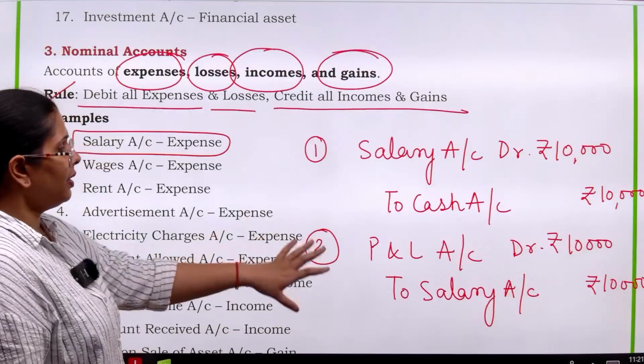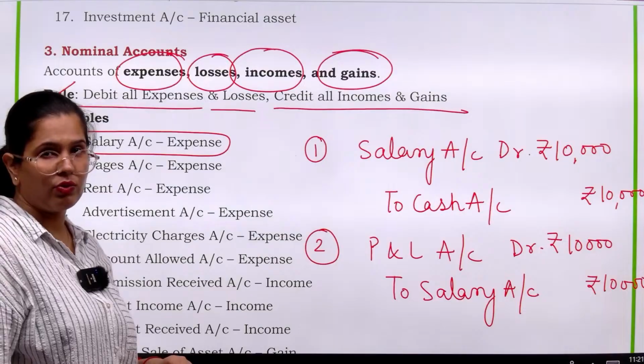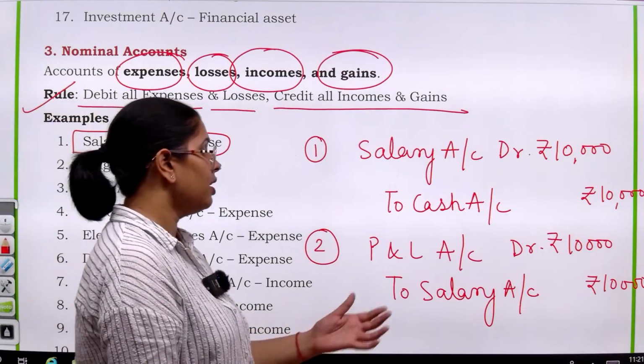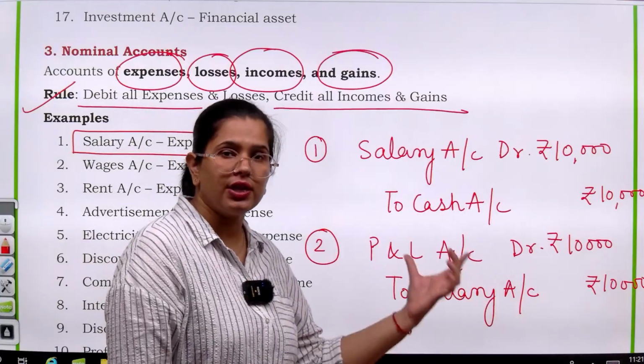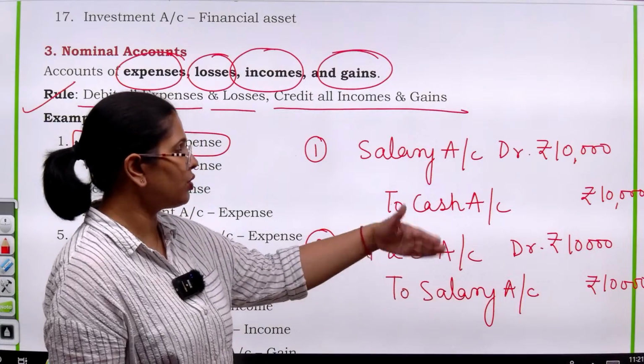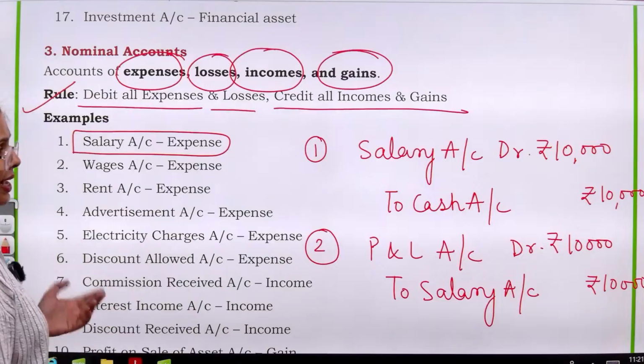Anyway, by the year end you will transfer the entry to the P&L account. Where will you transfer it? The P&L account, so that next year you will start afresh in the salary account. Whatever was the balance in the salary account, you transfer it to the P&L account. That's how we close the entries.